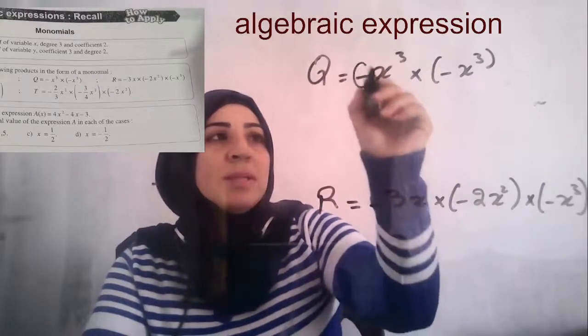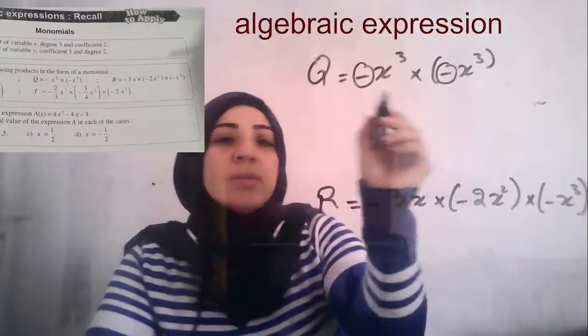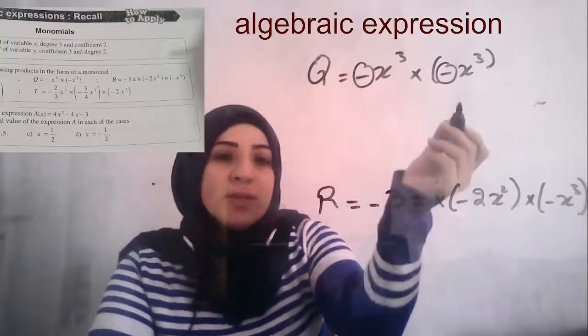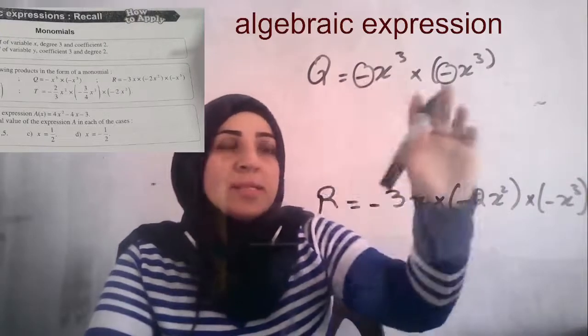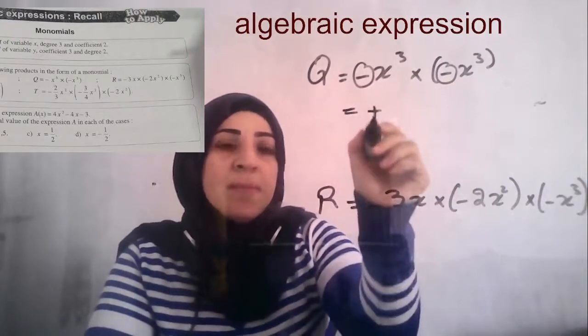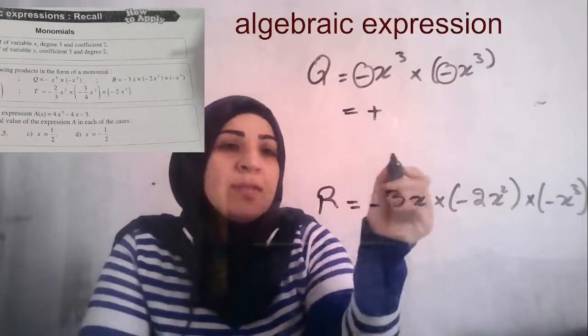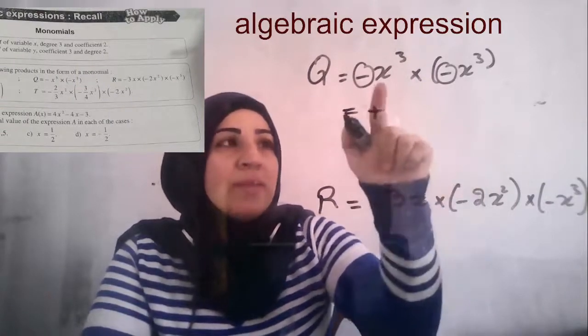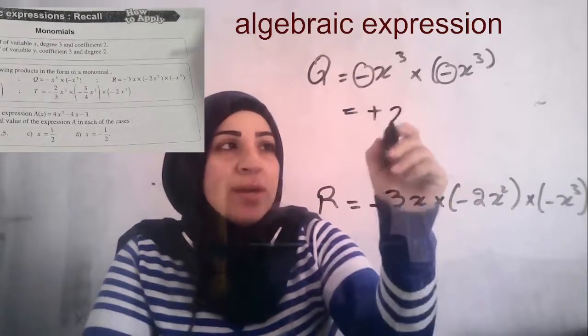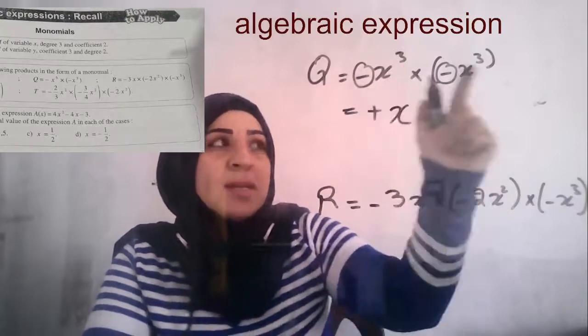And here we have minus 1. Now I have to multiply them by each other. We know that when we have even number of negative signs, the number is positive. In other words, I say that minus times minus is plus. Now let's multiply the variables. X cubed times x cubed. As we said before, we have the same base, which is x, so we have to write it down and we have to add the exponents.